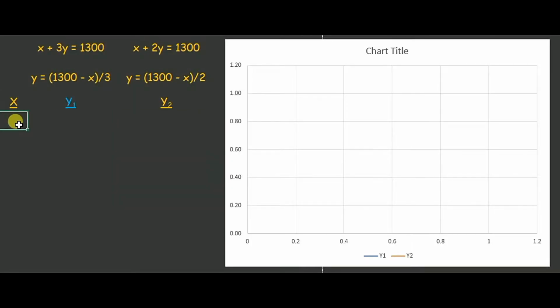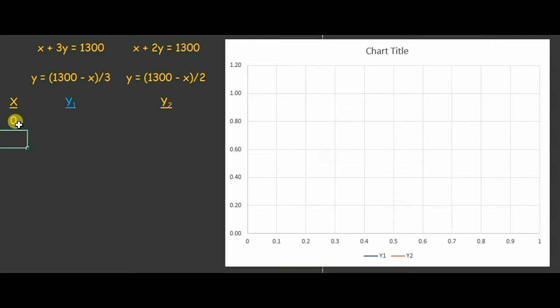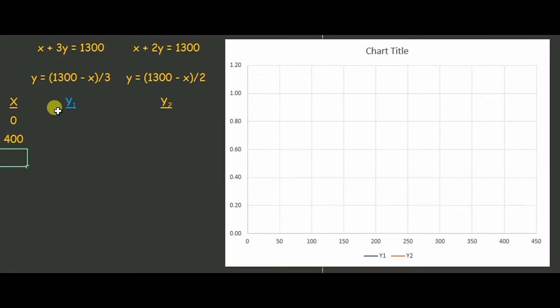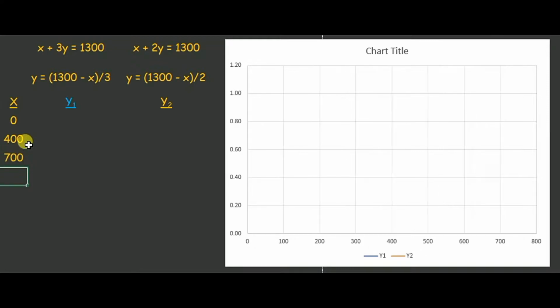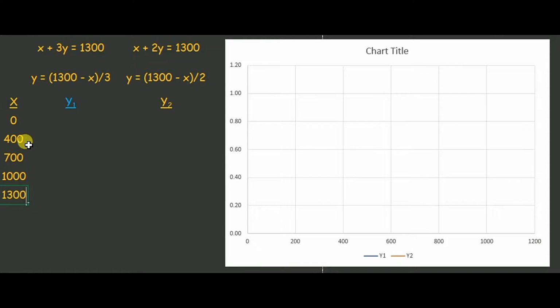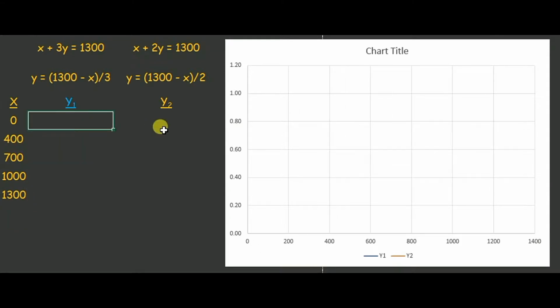Let's take some easier values. I start with the smaller value 0 and then I take 400. This 400 will make my calculation easier: 1300 minus 400 gives me 900, and I can divide 900 by 3 easily. So let's take similar values: 700, 1000, and 1300 also. This y1 would be, if I replace x with 0, 1300 over 3. If I replace x with 400, it would be 900 over 3.